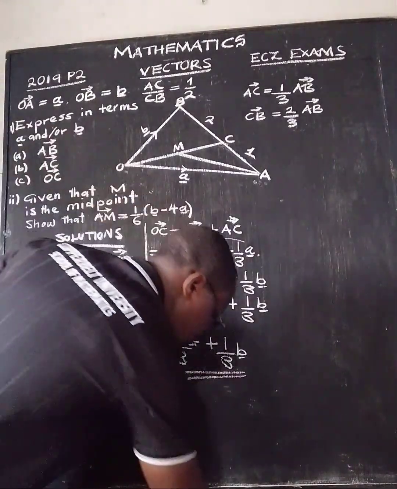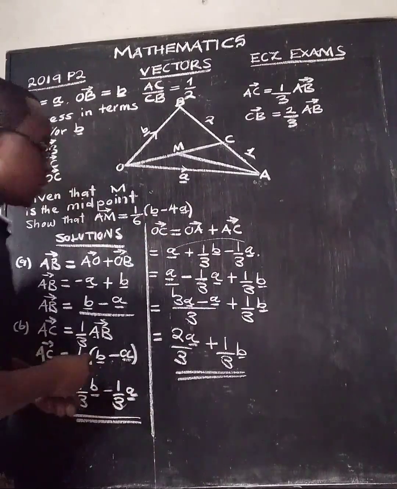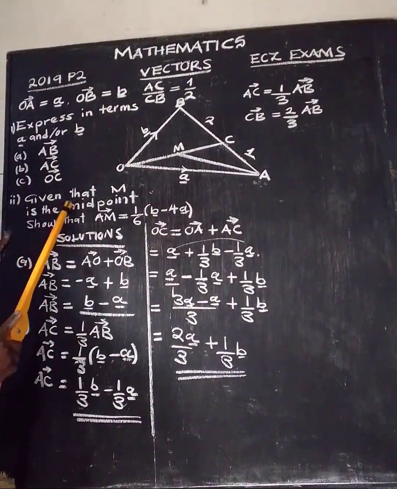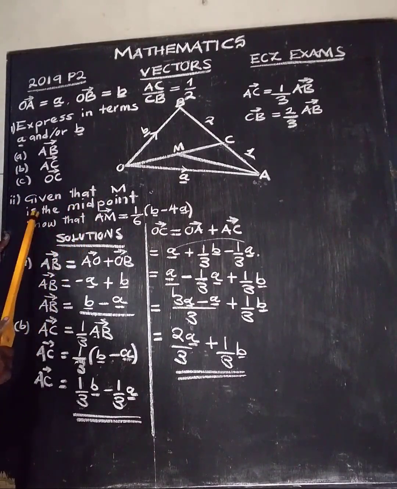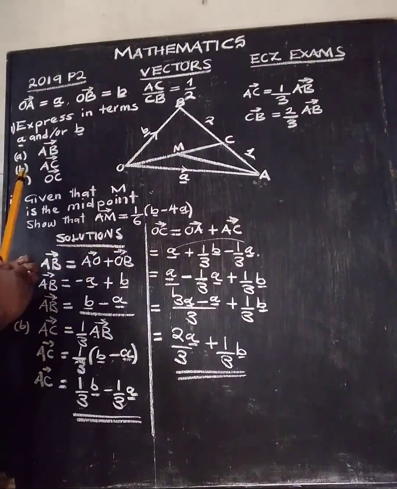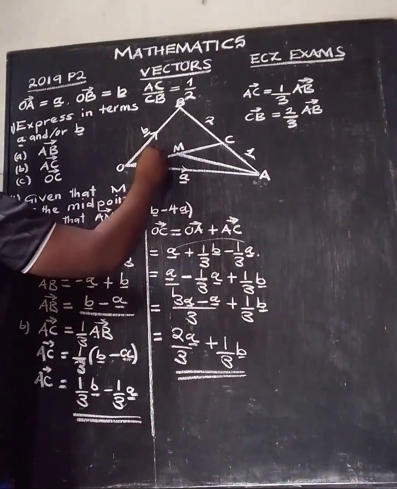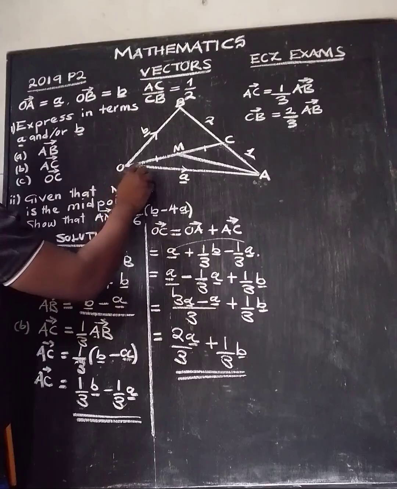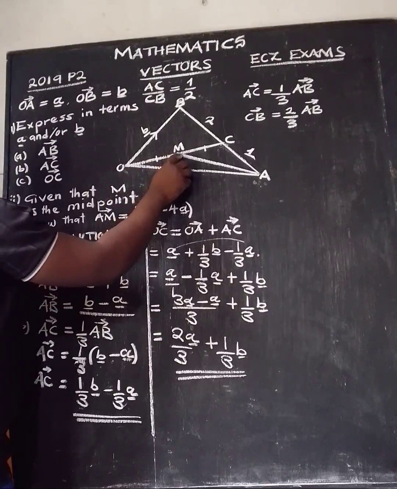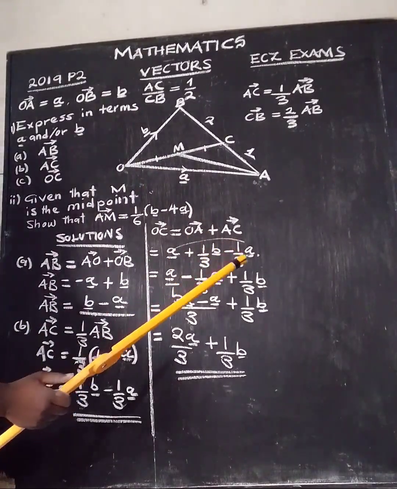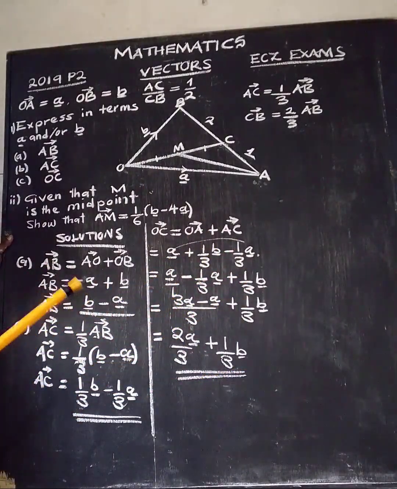Let's look at the last one. What are they saying? They are saying, given that M is the midpoint. When they say M is the midpoint, it means this distance and this distance are equal: OM and MC are equal.